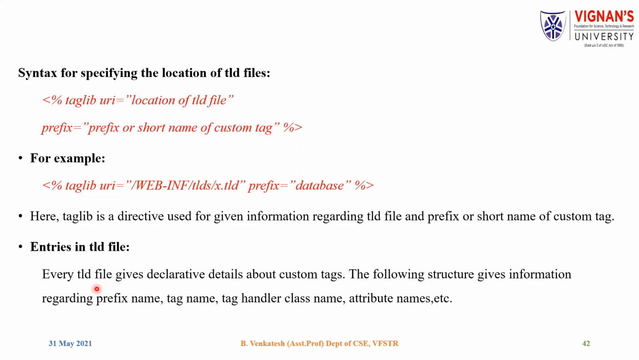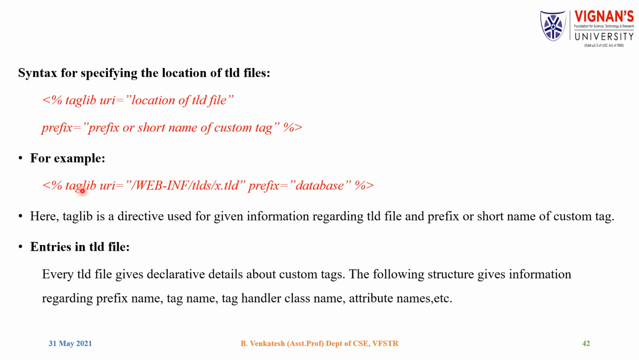Example is like this. I already told you that the TLD file should be available in the WEB-INF folder, or inside the WEB-INF folder, in the TLDs folder. Here, taglib is a directive used for giving information regarding the TLD file. Taglib is a directive that is going to give the information about where that particular TLD file is available, and what the prefix is for that one. That is given by using the taglib directive.